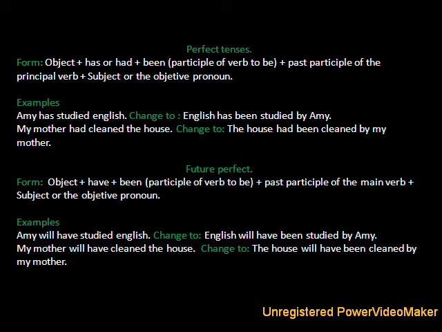The future perfect. The future perfect has the following form. Object plus will have been plus past participle of the main verb and the subject or the objective pronoun. So the examples will say, Amy will have studied English. That switches to English will have been studied by Amy. Or my mother will have cleaned the house. So we will say the house will have been cleaned by my mother.